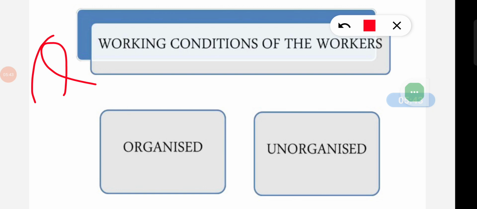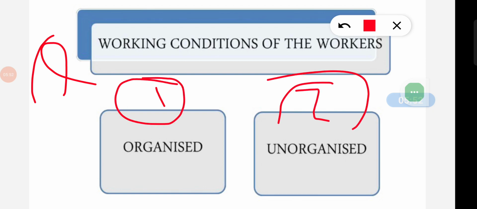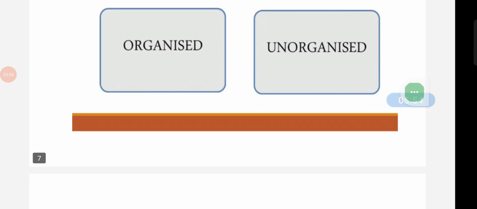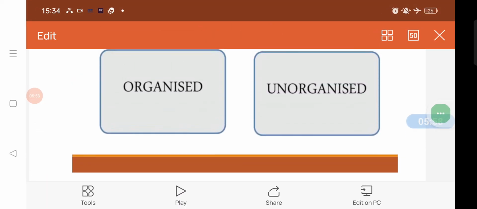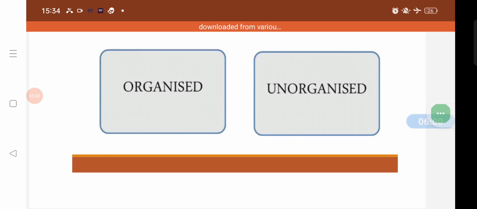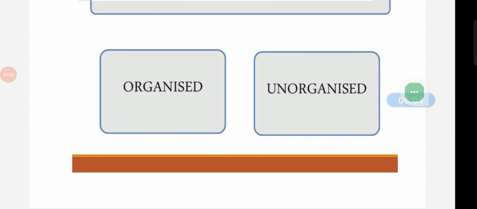the working condition of the workers. How many types of working conditions of workers are there? There are two types: one is organized and the second is unorganized. Organized workers follow the rules and guidelines, get the benefits of the government, like health facilities under the ESI, and also the PF.